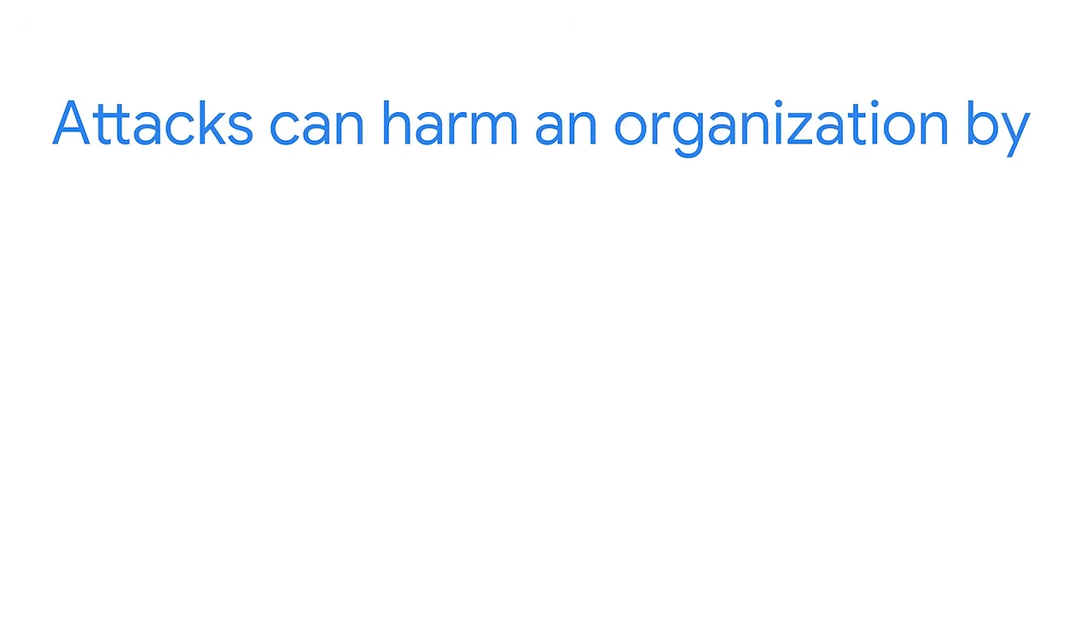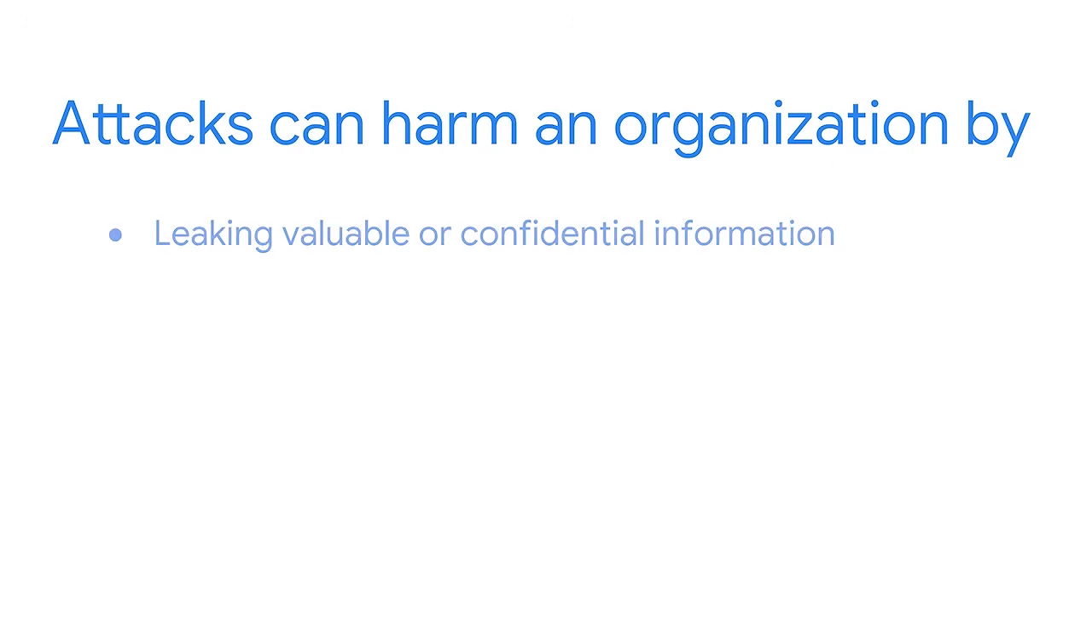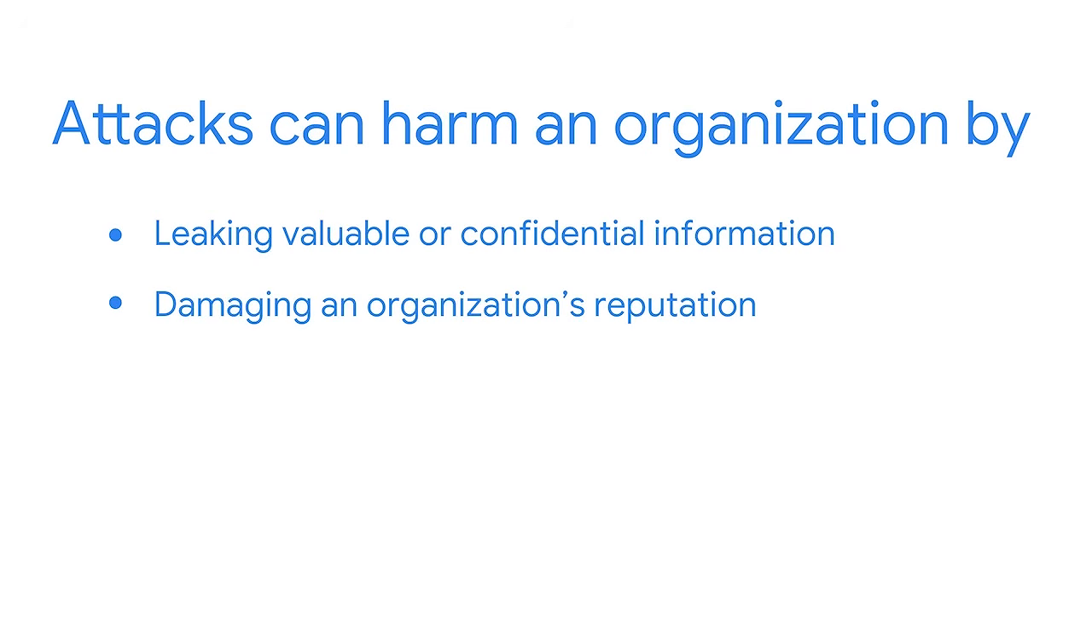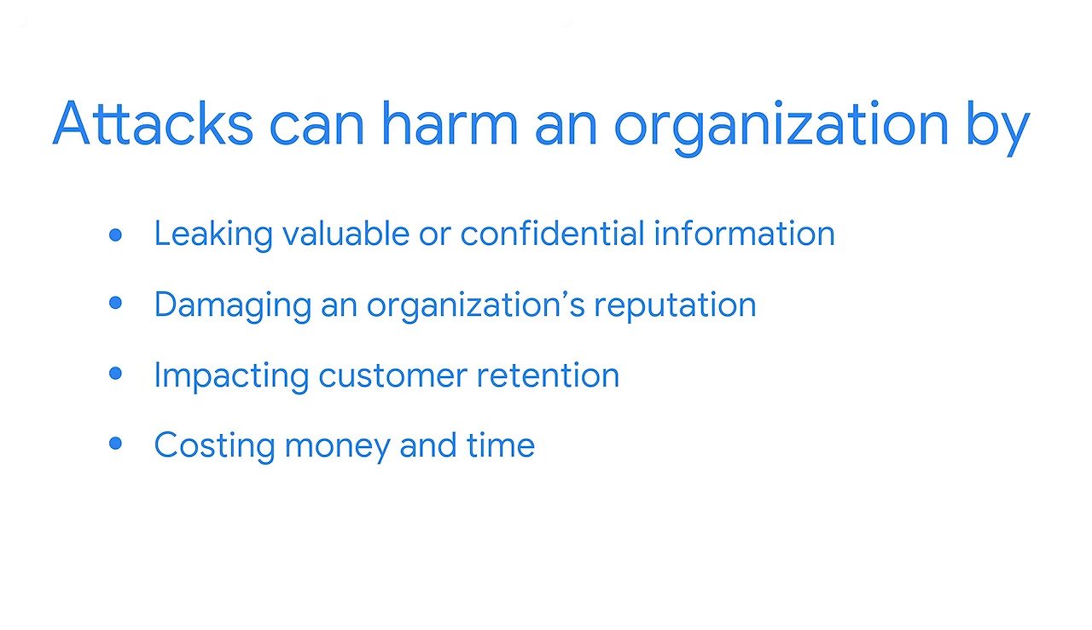Protecting a network from these types of attacks is important. If even one of them happens, it could have a catastrophic impact on an organization. Attacks can harm an organization by leaking valuable or confidential information. They can also be damaging to an organization's reputation and impact customer retention. Mitigating attacks may also cost the organization money and time. Over the last few years, there have been a number of examples of damage that cyber attacks can cause.